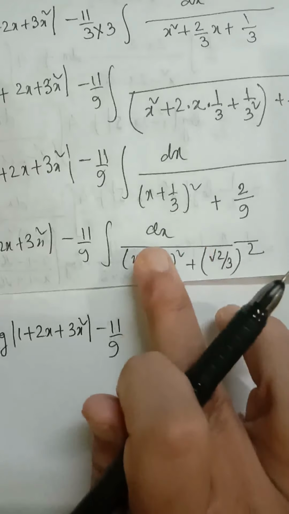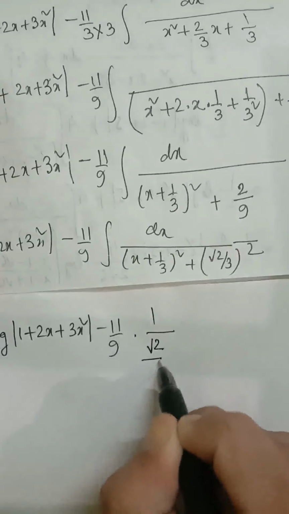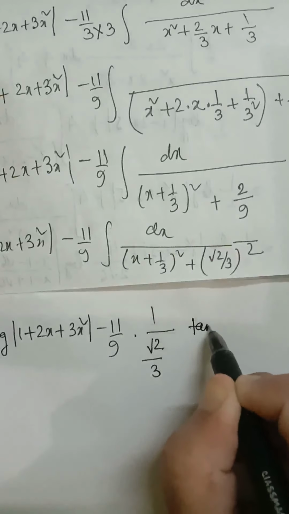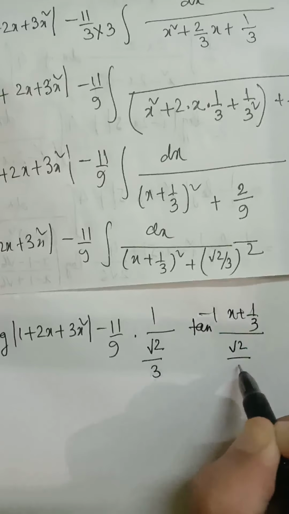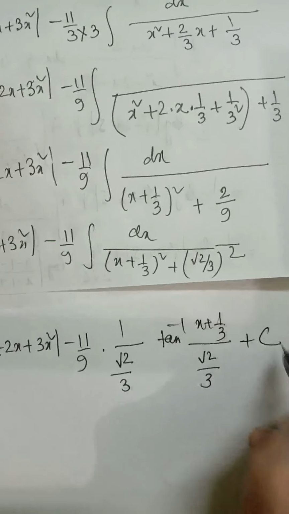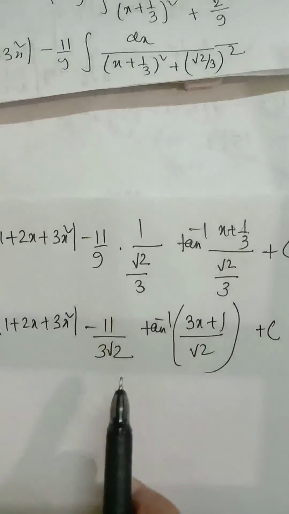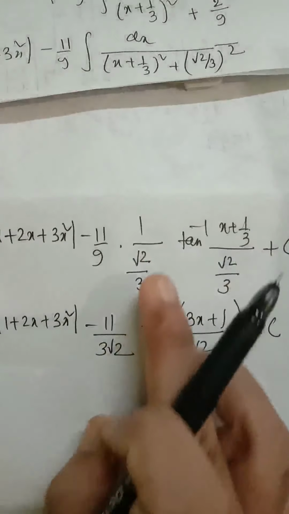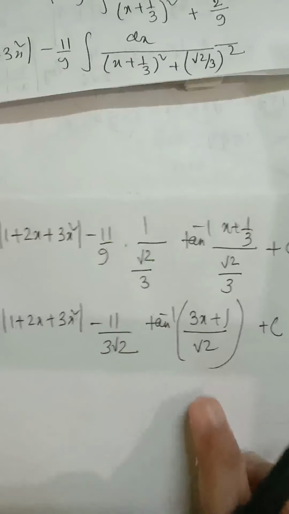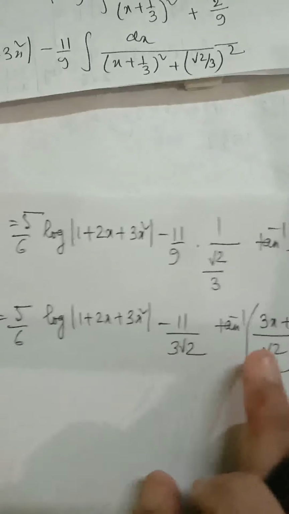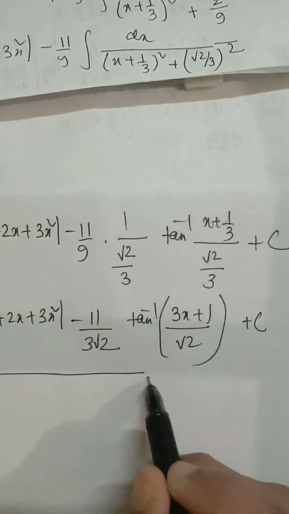This is of the form dx by x square plus a square, so it will be 1 by a tan inverse of x by a plus c. And simplifying this we get this term. The second term is 11 by 3 root 2 tan inverse of 3x plus 1 by root 2. Our first term is this, and this is the second term. So this is the integration of the given question.